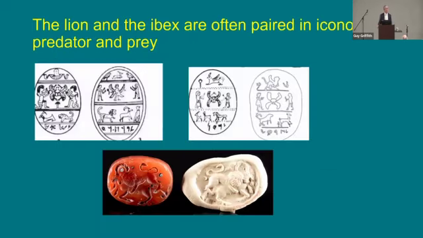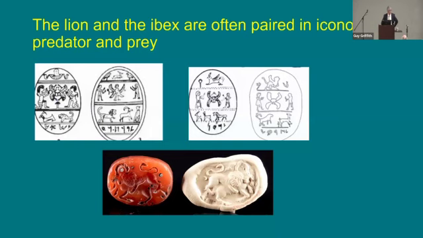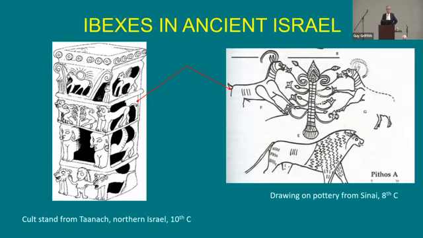So what's interesting is that the lion and the ibex are often paired, as you see in these seals. Typically you have the lion stalking the ibex, right? So the lion is the quintessential predator. The ibex is the quintessential prey. So they are paired in iconography. Ibexes are found in the iconography of Israel.